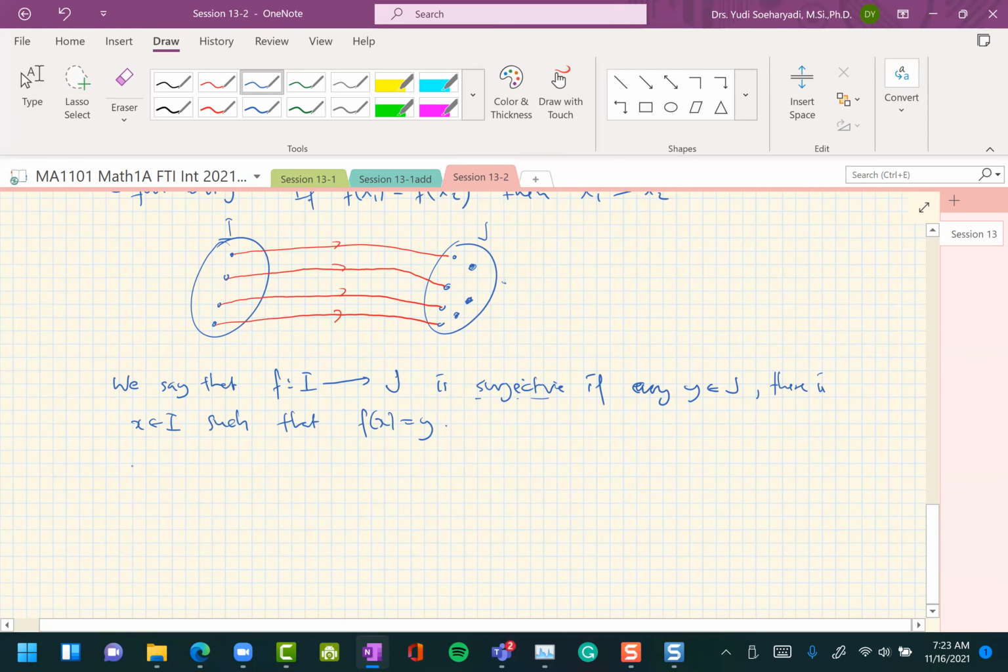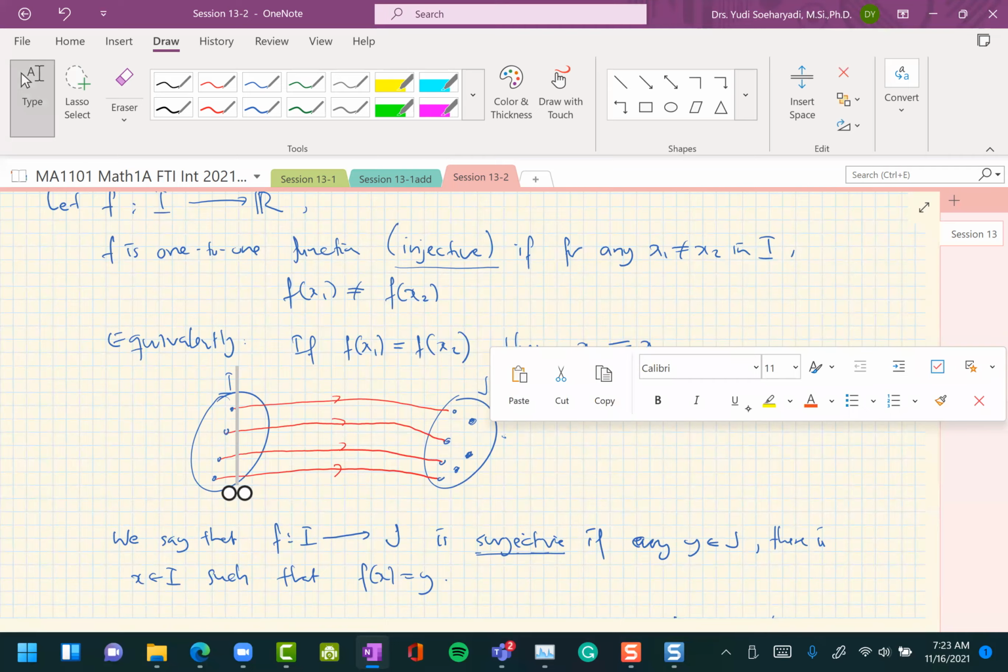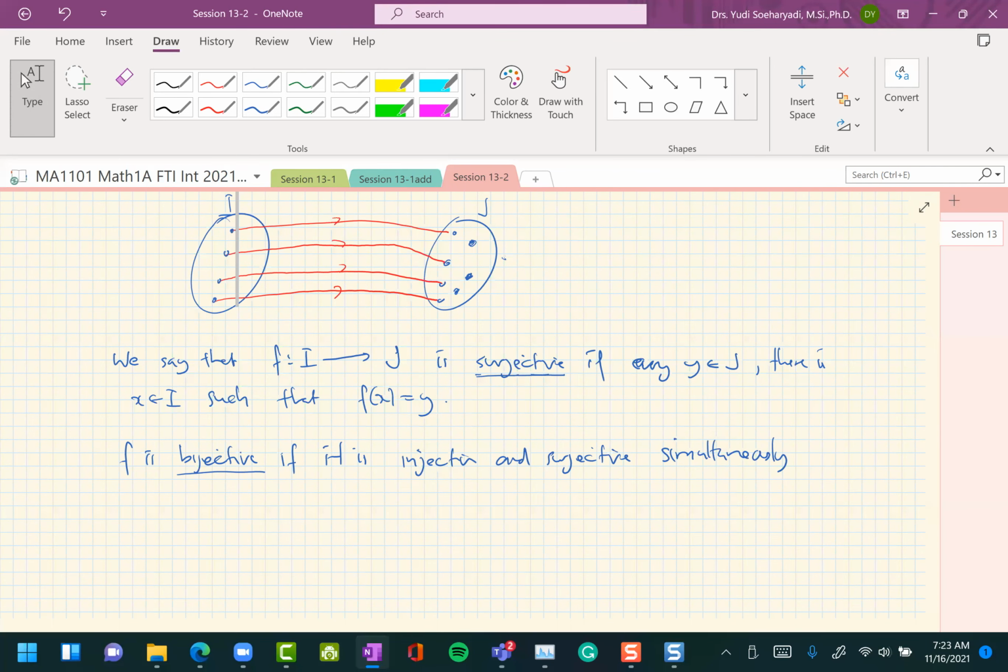Okay, so f is bijective if it is injective and surjective at the same time, simultaneously. So this is bijective: surjective and injective.